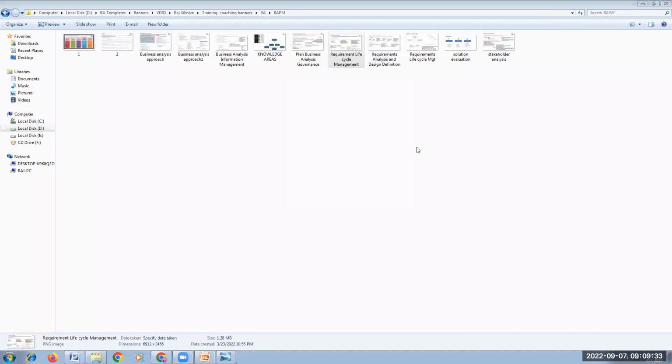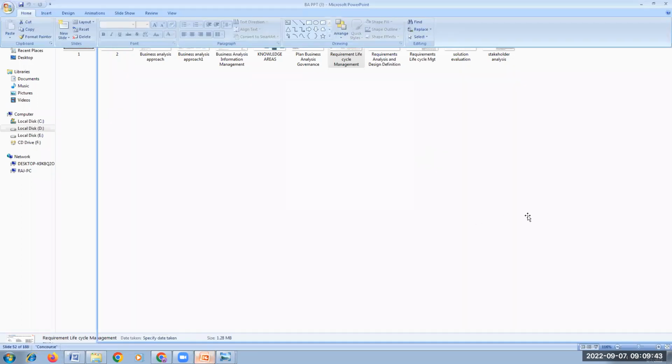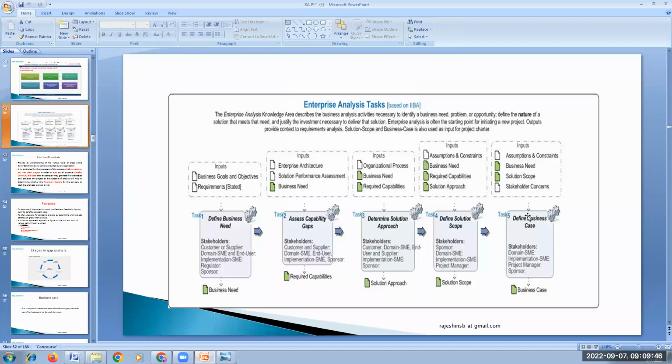Okay, I think these are all the questions I have got as of now. Still under enterprise analysis, we have one more point to discuss, that is defining the business case. What is a business case? How to define the business case? These things we are going to discuss in tomorrow's session. Once it is done, next we go for requirement lifecycle management. Defining the business case is important, so I'm going to discuss that separately in tomorrow's session. Is it clear to everyone?